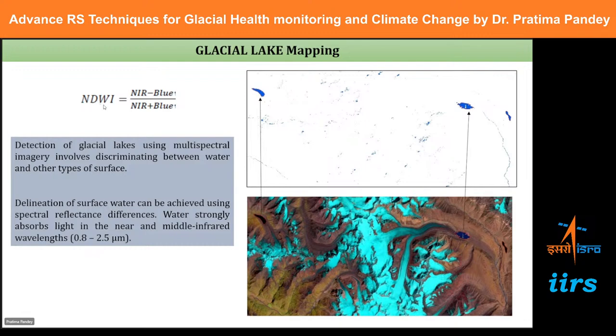NDWI stands for normalized differential water index. Here we use the near infrared and the blue band, two contrasting bands, to delineate water or to differentiate water from other features. So using this you can easily differentiate water bodies from non-water bodies. So this is how you can do the lake mapping.